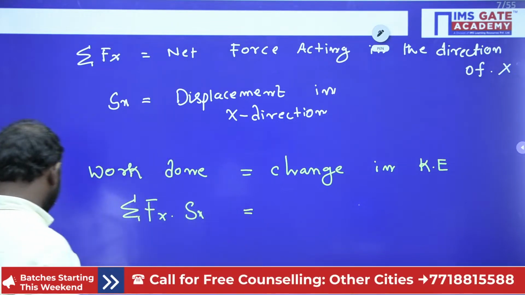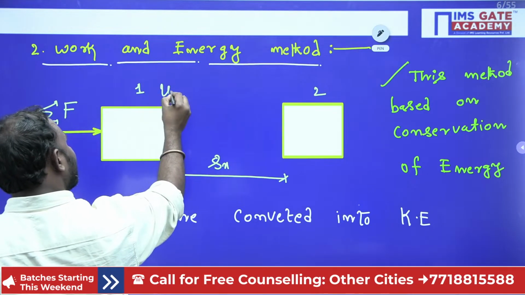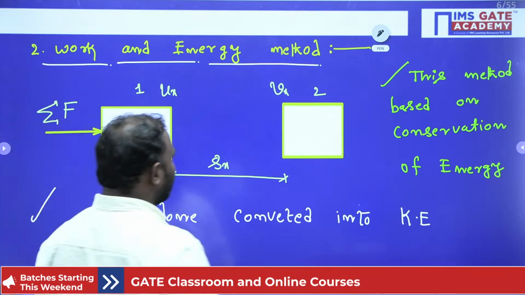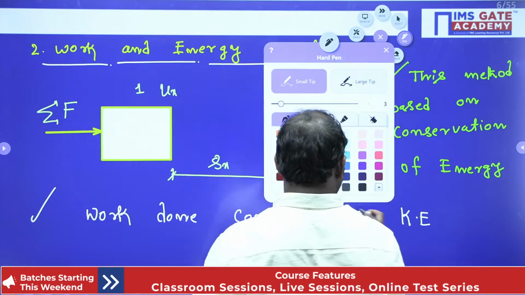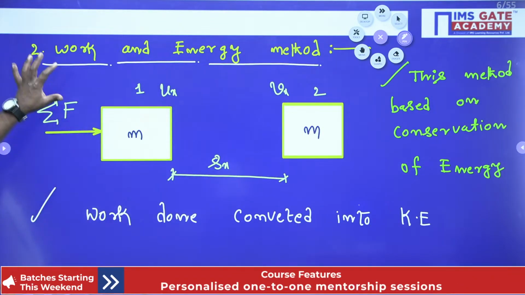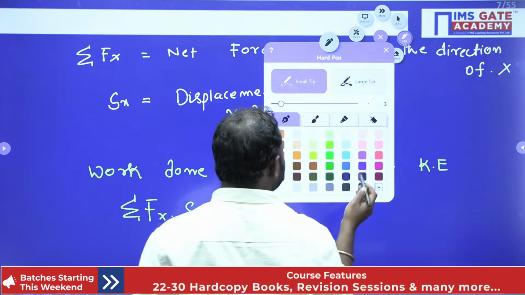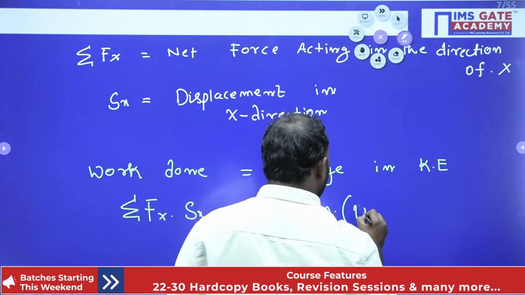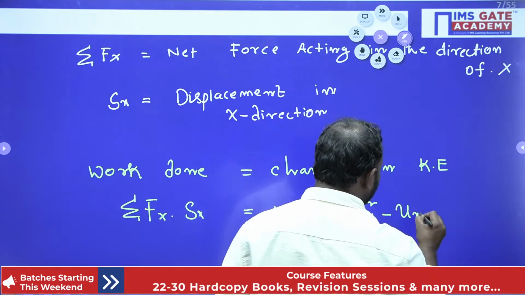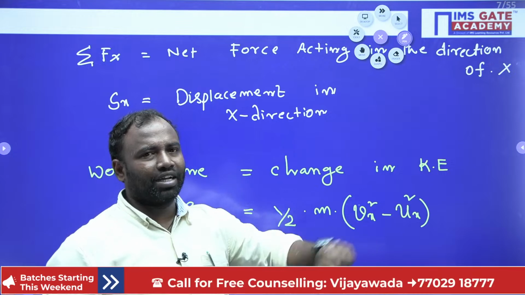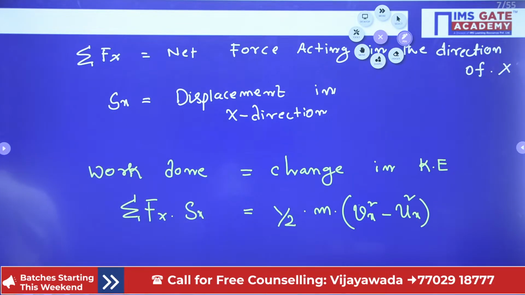Now the change in kinetic energy. Its initial velocity is ux and final velocity is vx, and its mass we consider as m. Work done is equal to change in kinetic energy. How can I write the change in kinetic energy? It is half into m into vx square minus ux square, where vx is the final velocity of the body and ux is the initial velocity of the body. I hope everybody understands.